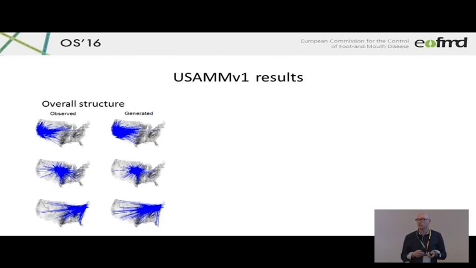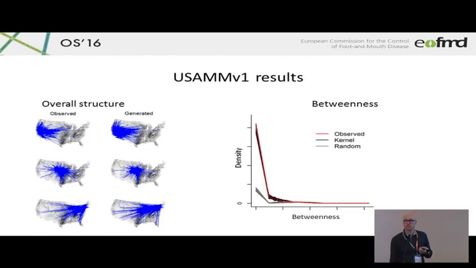USAMM version 1 does well when it comes to the different network measures, for instance the betweenness score. If you look at the betweenness distribution, you can see the randomly generated networks drawn in gray, the observed betweenness distribution in red, and then the USAMM version 1 generated networks in black. And they do match the observed.